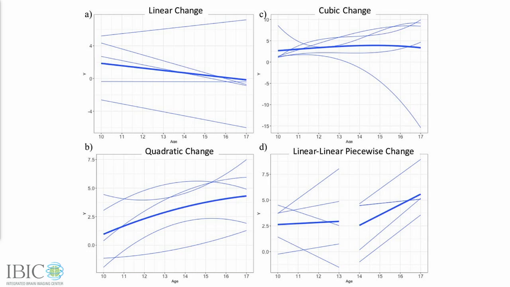This is just an example of what I'm talking about when I speak about different individual trajectories. If each light blue line is an individual person, you can look at their change across time, and you can think of this as being linear or cubic or quadratic or anything in between.